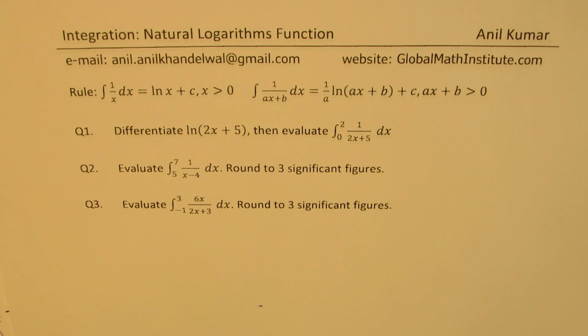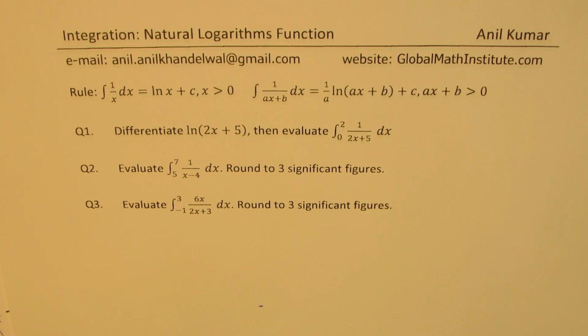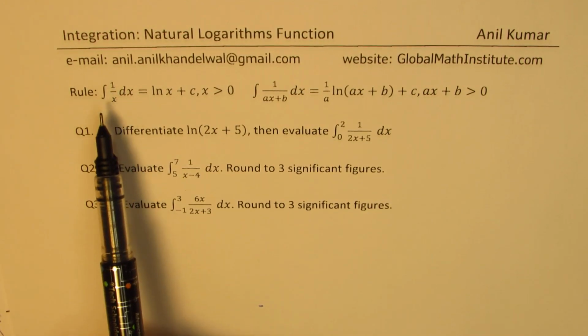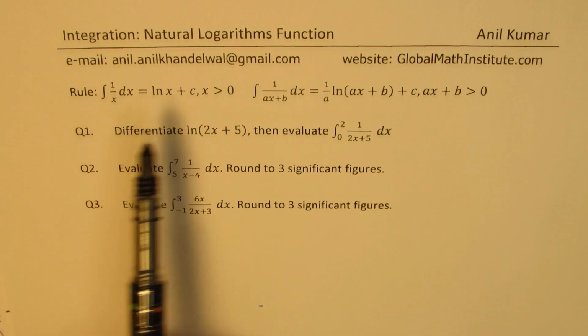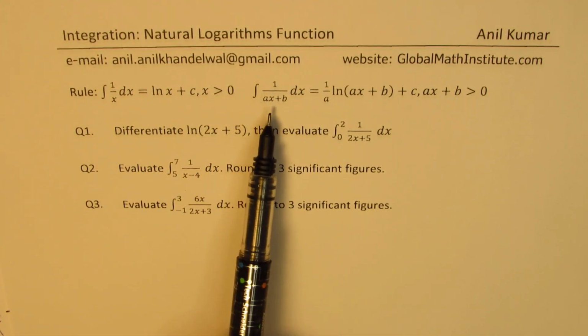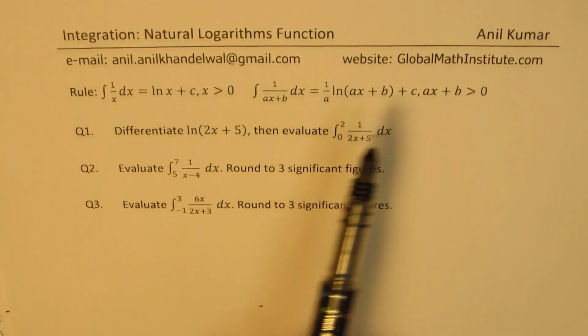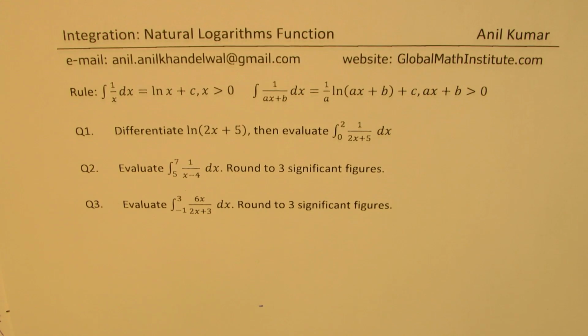In this video, we'll try to understand what happens when we have results which are related to natural logarithms. There are two basic rules which you know. Integral of 1 over x dx is ln x plus c. x has to be greater than 0. And integral of 1 over ax plus b dx is 1 over a ln (ax plus b). ax plus b should be greater than 0. Now, based on this rule, we have three questions here to practice.